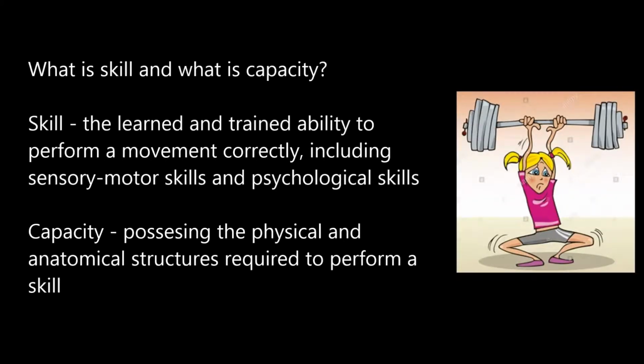A skill is the learned and trained ability to perform a movement correctly, including sensory motor skills and psychological skills, whereas capacity is possessing the physical and anatomical structures required to perform a skill correctly.